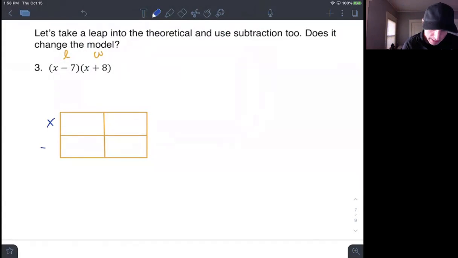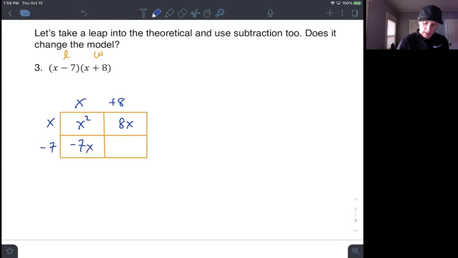Okay, so let's write down what the length and width is. It's an x and it's a minus 7 this time, and an x and a plus 8. Okay, so in our first box, it's x times x, which is x squared. Next box is 8 times x, which is 8x. The next one is going to be a 7 by x. Length times width, every single time I'm just doing area. So that's a negative 7x. So that's where our negatives are coming in here. And the last one is a negative 7 times a positive 8, which is negative 56.